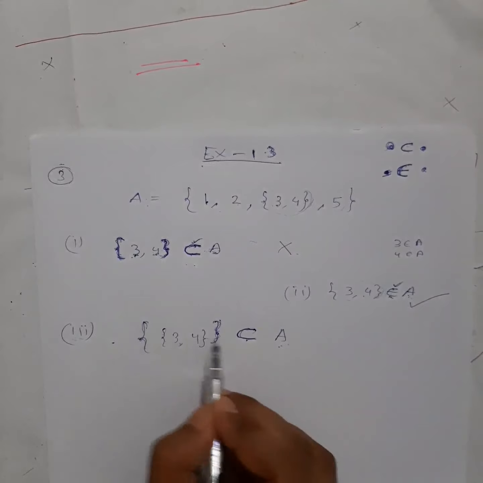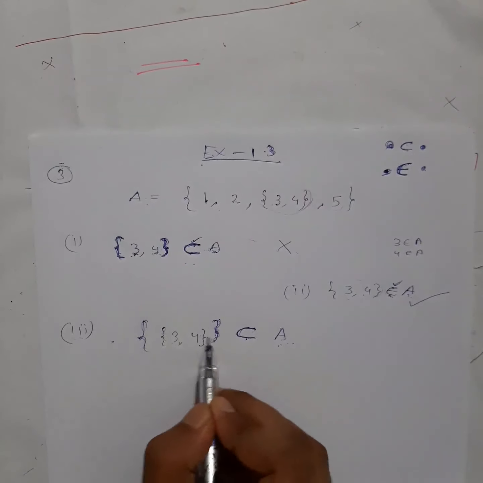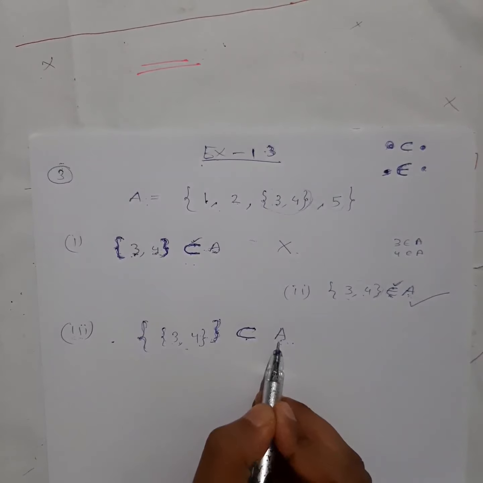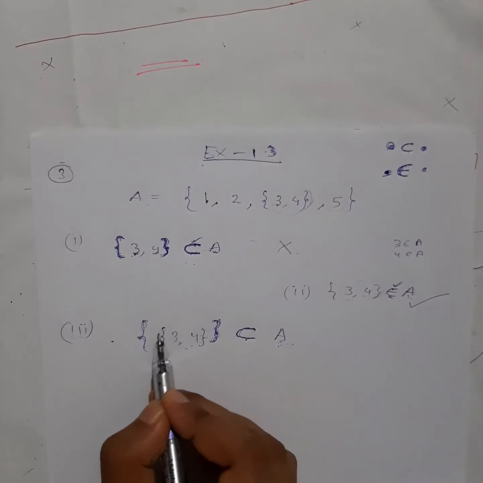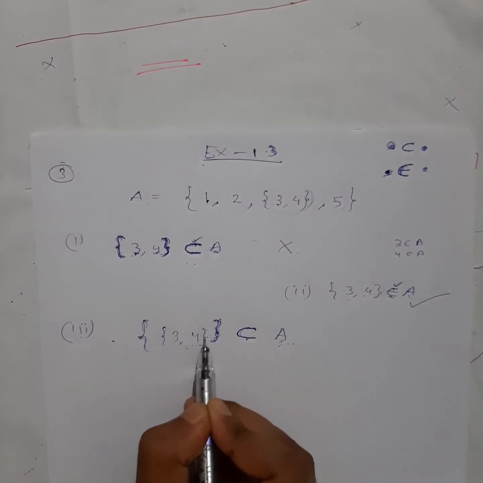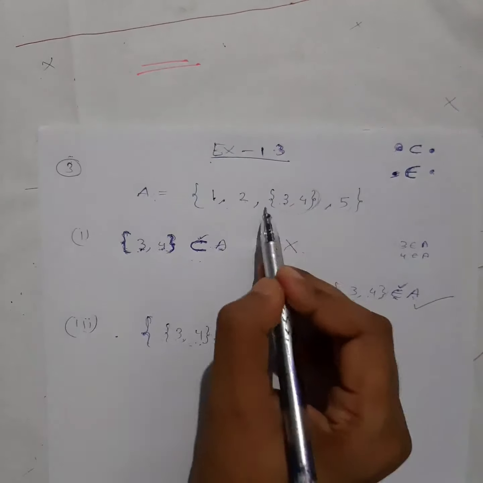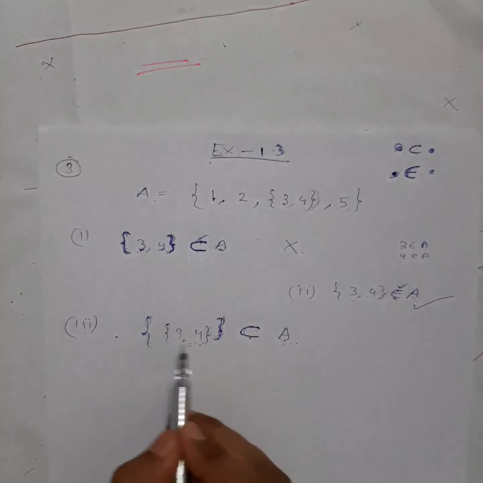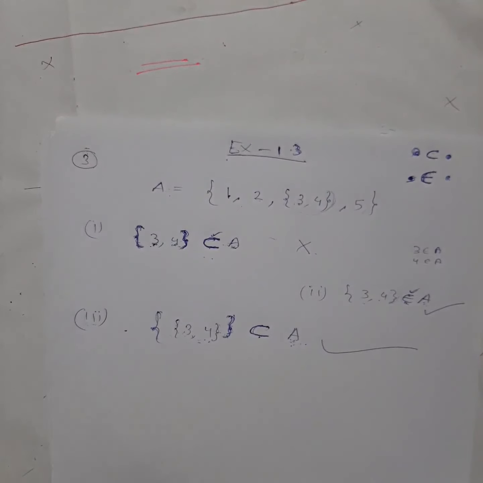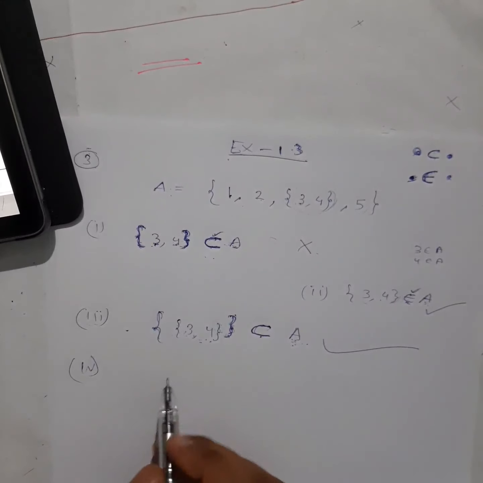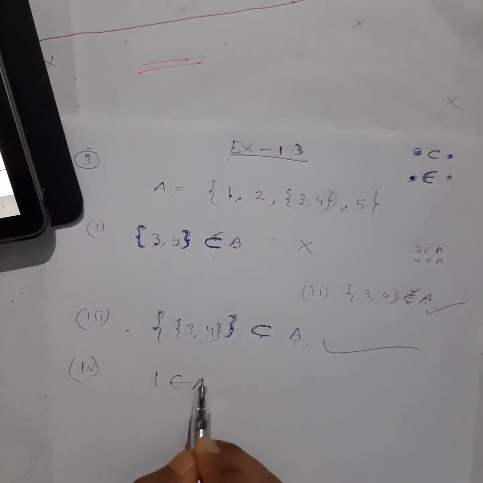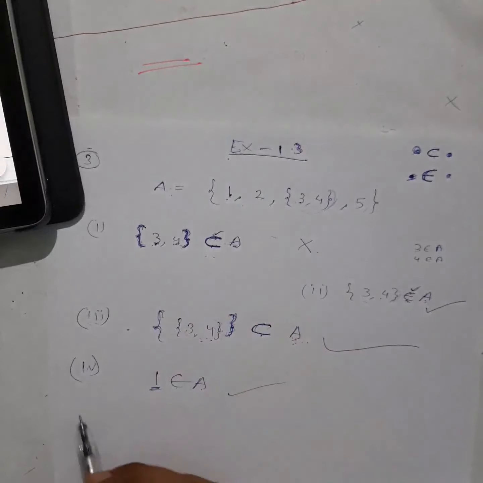Subset: this is a subset of this one when the elements of this set are elements of this, meaning contained here. So you can see what the element of this set is. Only one element you have, right? And does this element belong to A or not? Yes, it is there in A. So this is a subset of A, correct. Okay, next, number 4. It says 1 belongs to A. So 1 belongs to A means 1 must be an element of A. 1 is an element of A, correct statement.